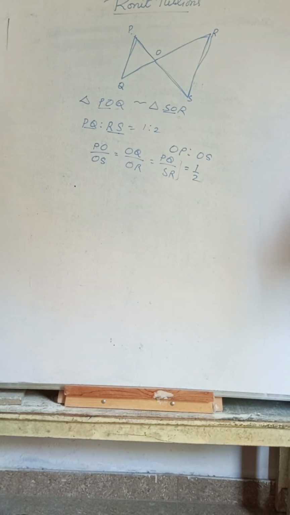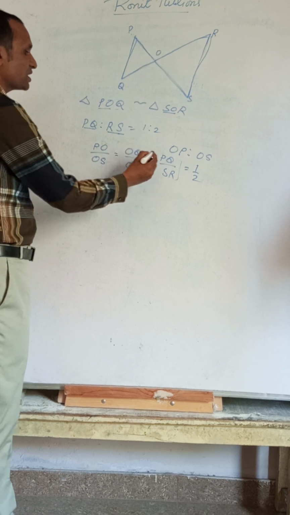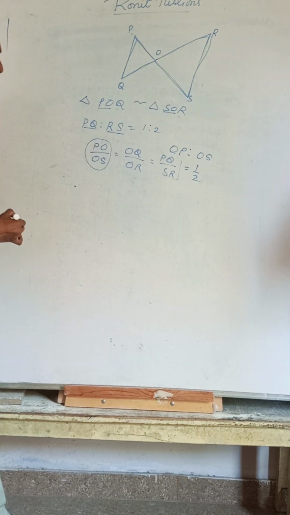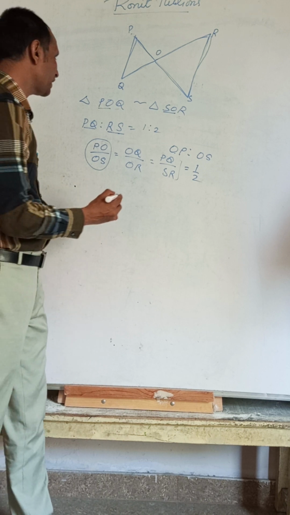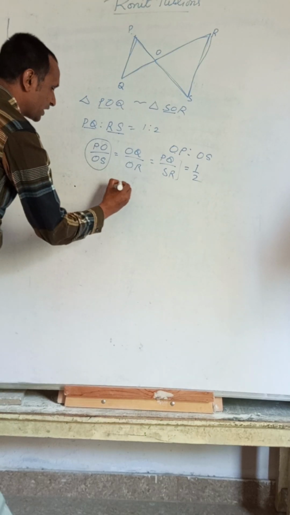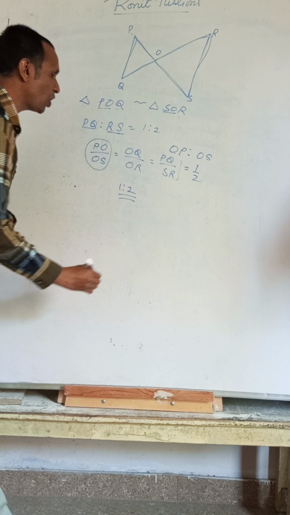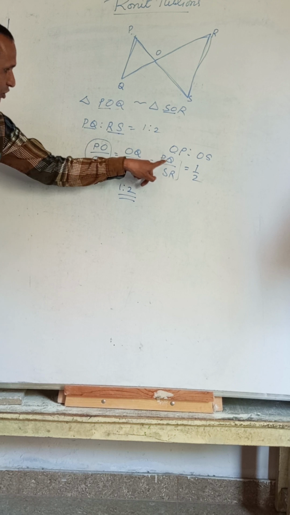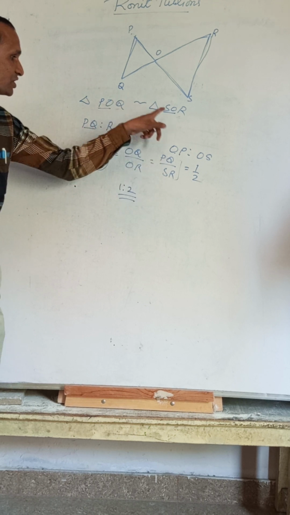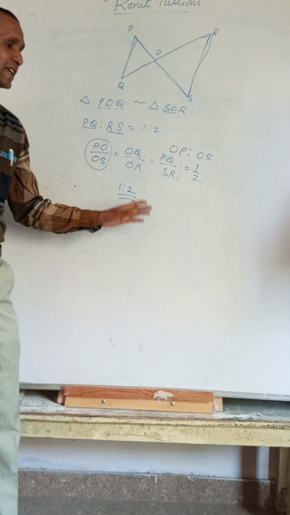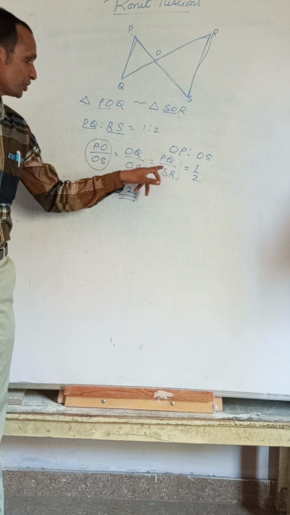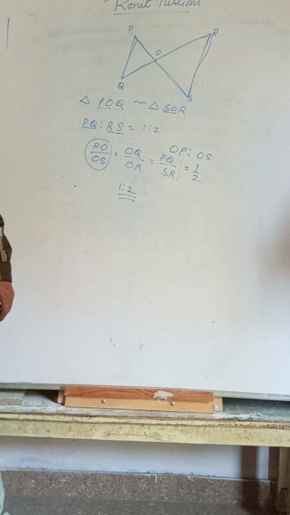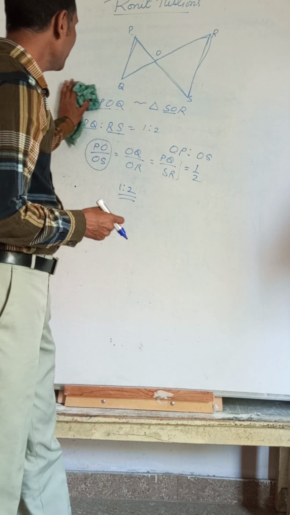PQ and SR. So what is the value asked? OP is to OS, OP by OS. This also will be 1 by 2, so it will also be 1 is to 2, the ratio of PO and OS. See here, OP by OS is equal to PQ by RS, which means these sides are also in the same proportion, half of that. So it is 1 is to 2 only. The ratio of OP is to OS is equal to 1 by 2. Next question we are going to.